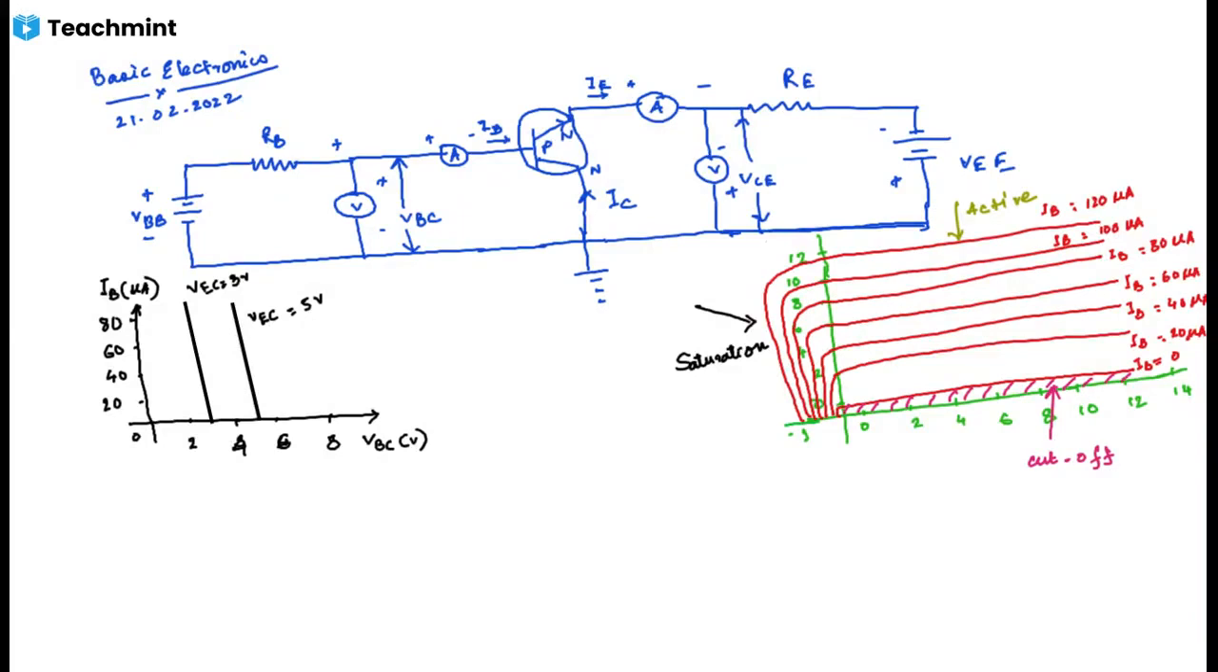So to determine the output characteristics, the input current IB is kept constant, and the output voltage VEC is increased from 0 volts to different voltage levels. For each level of the output voltage VEC, the corresponding output current IE is noted. A curve is then drawn between the output current IE and output voltage VEC at constant input current IB. So like this, the curve is drawn.